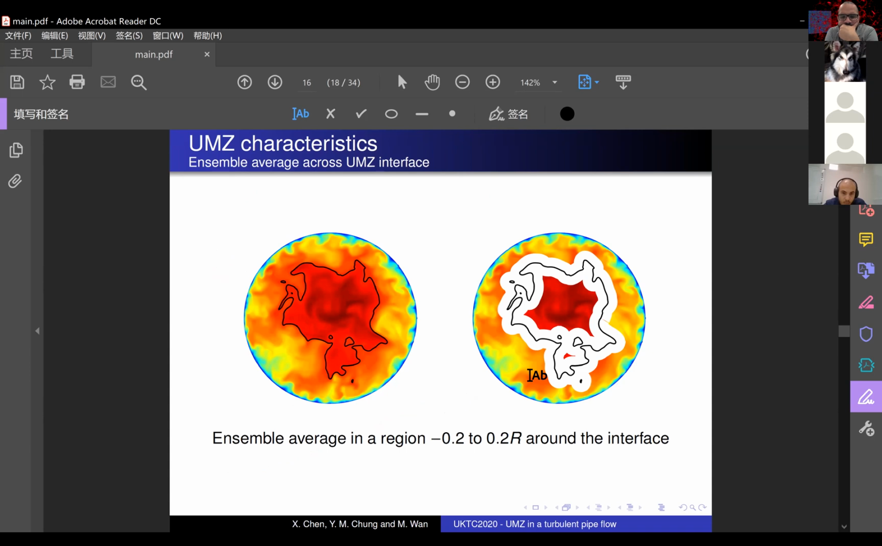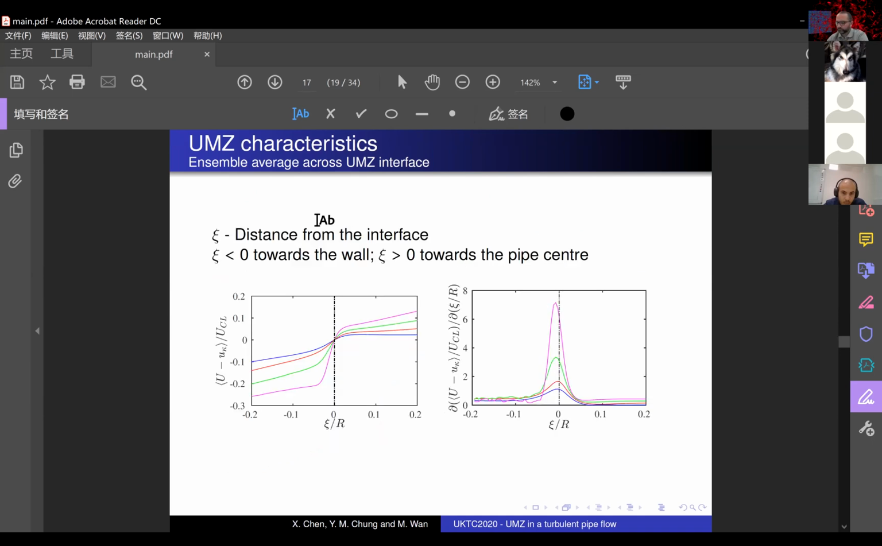We computed the ensemble average around the zone interface as a function of the distance from the interface. We take the average in the white area surrounding the interface, with 20% of the pipe radius on each side. Here we introduce Kc as a distance from the interface. Kc equals 0 at the dashed lines, which is virtually the interface. On the left-hand side, Kc is negative, meaning from the interface towards the pipe wall. On the right-hand side it is positive, meaning from the interface to the pipe centerline.